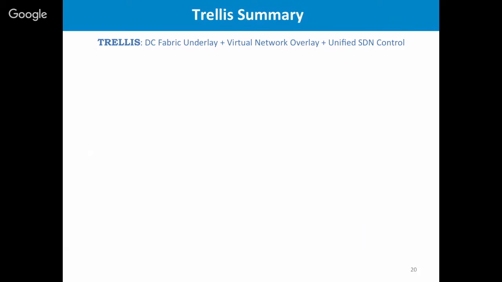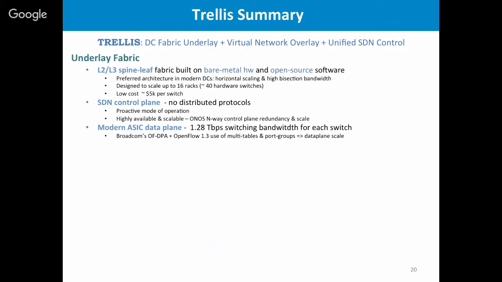So to summarize, Trellis is a unique combination of the DC underlay Fabric, the virtual network overlay, and unified SDN control. We've told you about the Fabric having its layer 2, layer 3. It's built with bare metal and open source with an SDN control plane and modern ASIC data plane, which we can access via the OFDPA API.